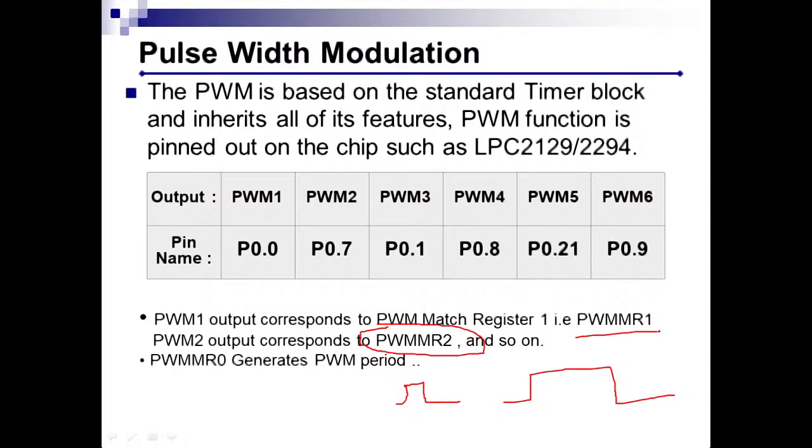Whenever the timer starts, automatically it will compare with the match register. When the timer starts, you will get a high signal here, and whenever a match occurs, it will become low. So automatically you will get that much width on these pins. On all these pins you will get different widths, depending on the value stored in the PWM match register. So this is how it is very easy in the ARM processor to generate the PWM waveform.